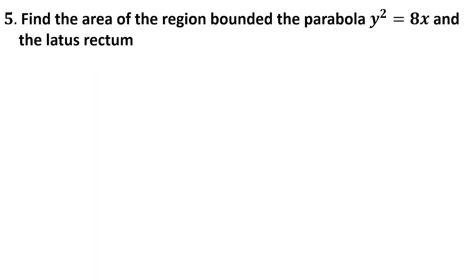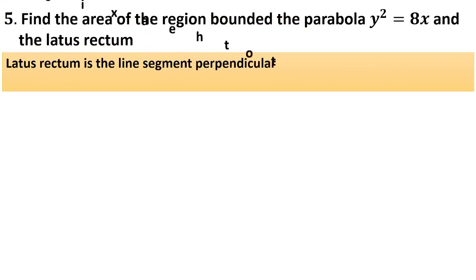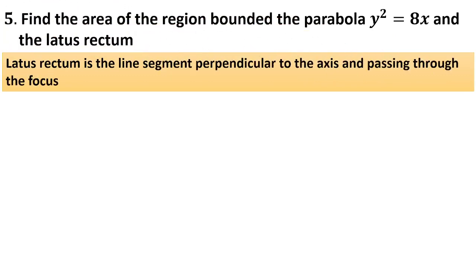Let's move on to question number 5. Find the area of the region bounded by the parabola and the latus rectum. The parabola here is a right-hand-side parabola. And what is the latus rectum? Have you seen it in class 11? It is a line segment perpendicular to the axis and passing through the focus.